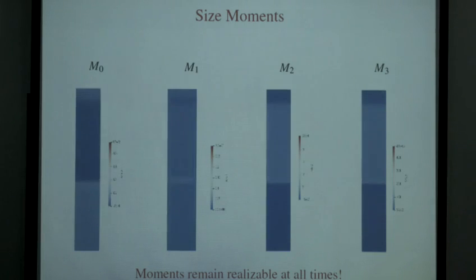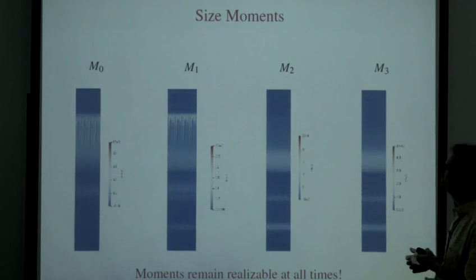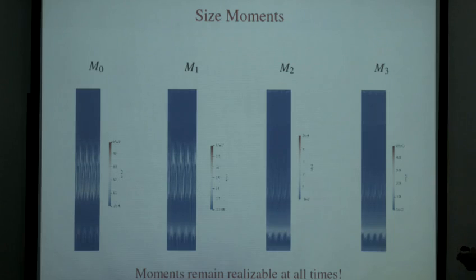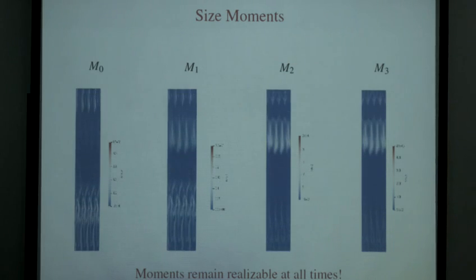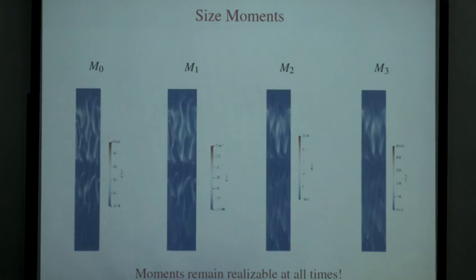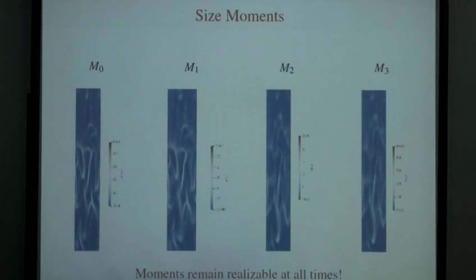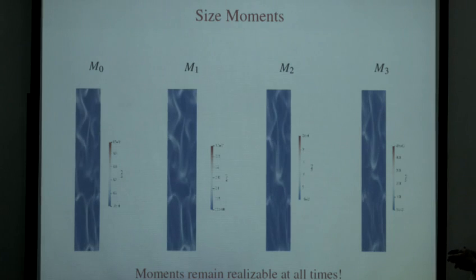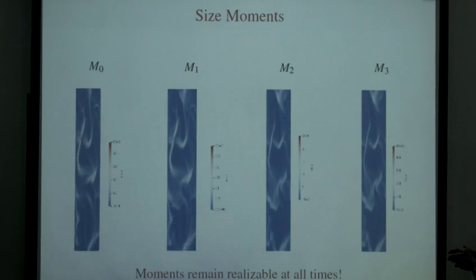Here are the size moments, the 4 moments that we're solving for. It's harder to see because of the scale, but they evolve in time. They remain realizable for all time, so we never have a problem of not being able to do inversion, because we have the kinetic-based scheme, and eventually it finishes up being cluster-induced turbulence.